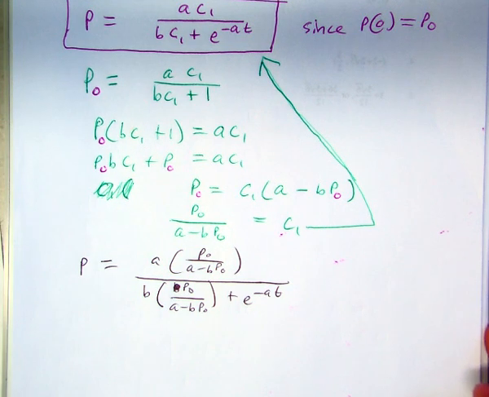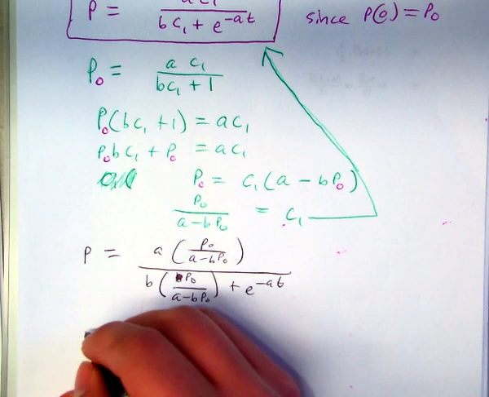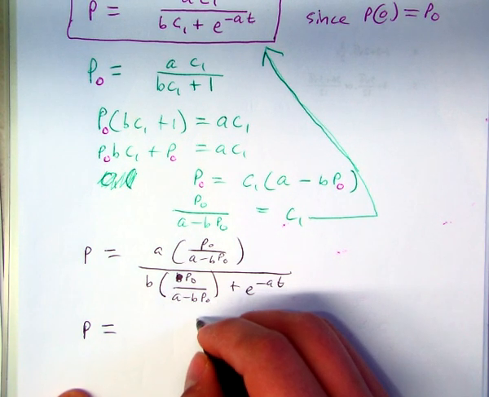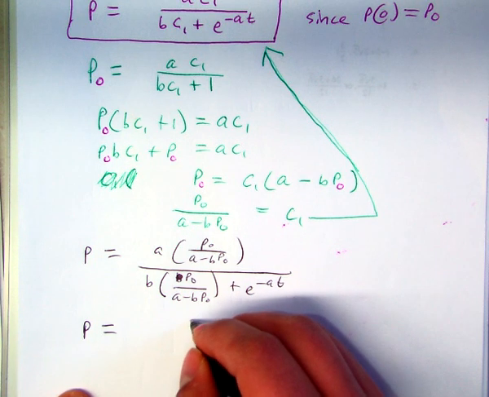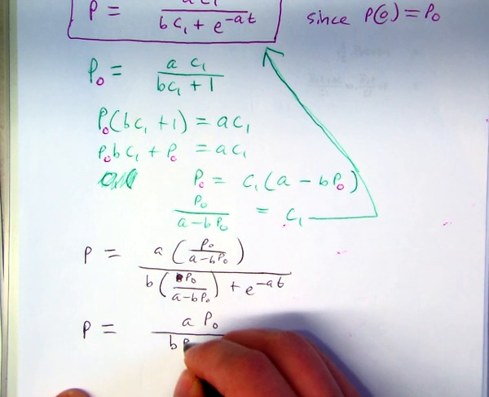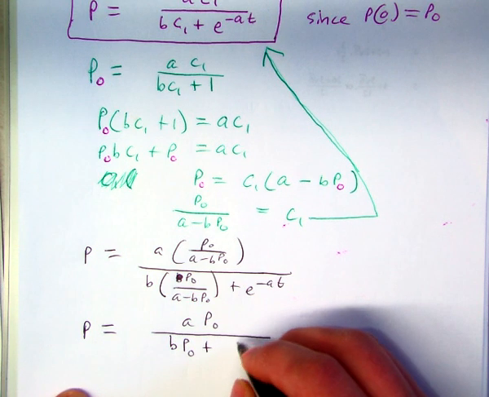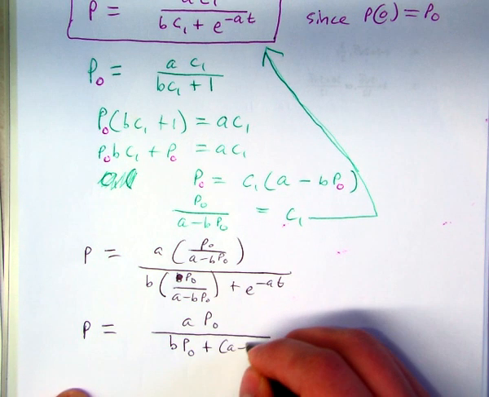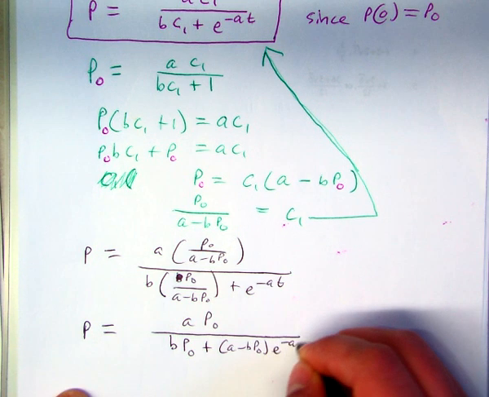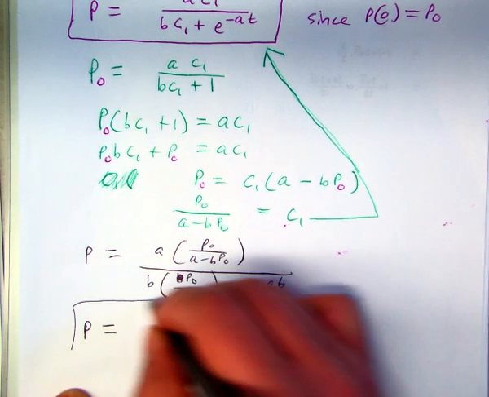I'm going to go ahead and multiply by the denominators to get the complex fraction out of the way, and I think that's good enough. So we'll have A P naught over B P naught plus A minus B P naught e to the negative AT. And here's our solution.